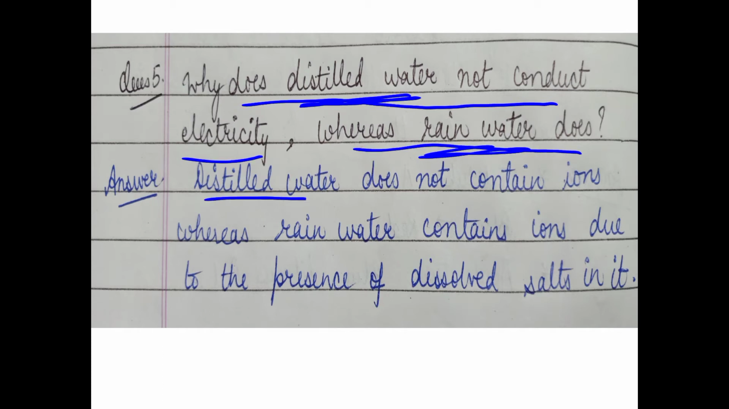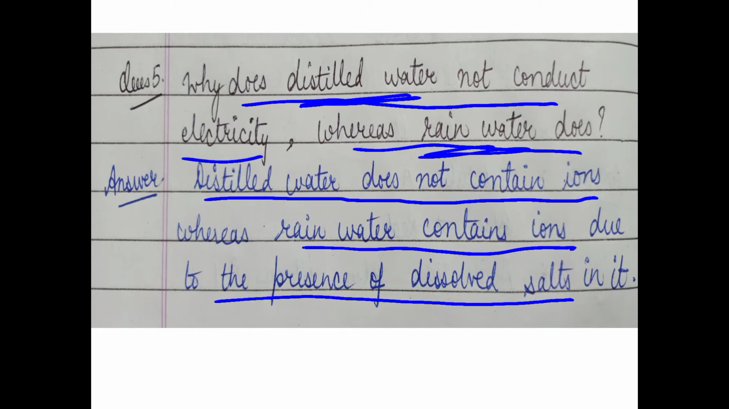Distilled water doesn't conduct electricity because it doesn't contain ions, whereas rainwater contains ions due to the presence of dissolved salts in it, because they are present in the water as impurities, and when they are dissolved in water they produce free ions, and that's why it conducts electricity.